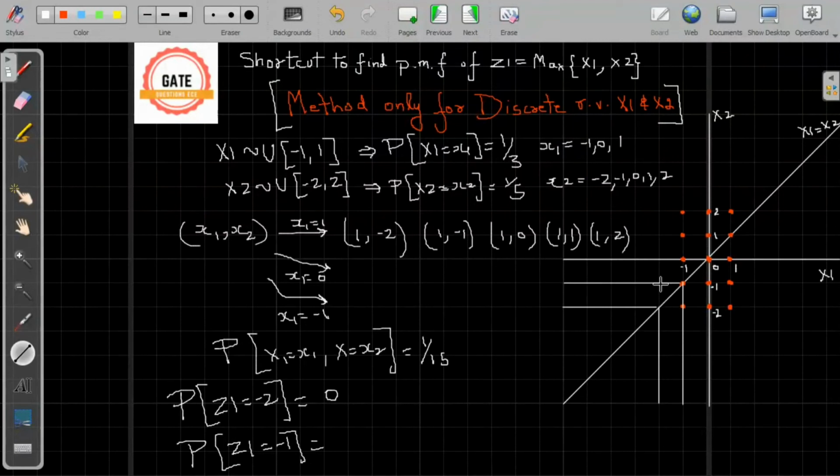Since this boundary has 2 points lying on it, this probability is nothing but the sum of the joint probabilities of the points that are lying on this boundary. So the joint probability here is 1 by 15 for this point, and similarly for this point the joint probability is 1 by 15. So the sum of these two joint probabilities will be 2 by 15.